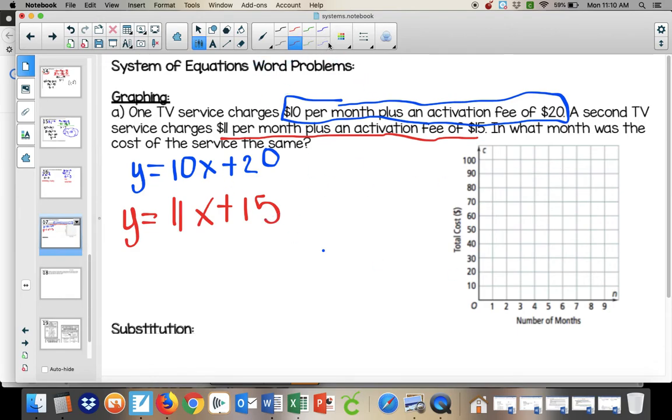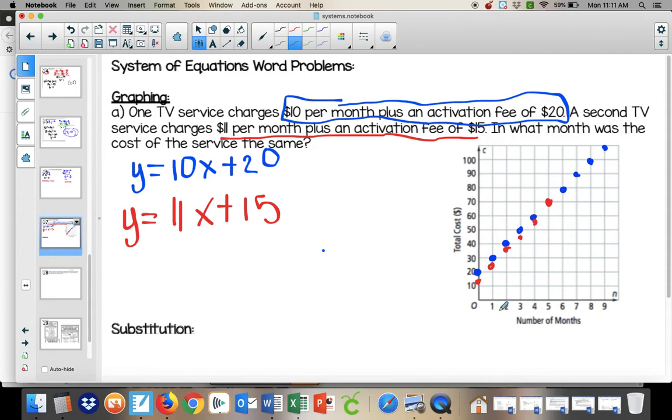All right, so I'm going to graph this first one. I start at 20. I increase $10 each month. So 20, 30, 40, 50, 60, 70, 80, 90, 100, 110. All right, now this next one, I start at 15 and then I go up 11. So 15, next one would be 26, 37, 48, 59, 60.